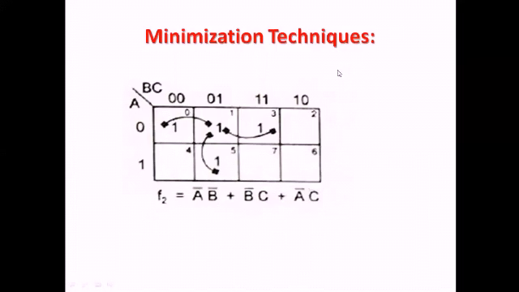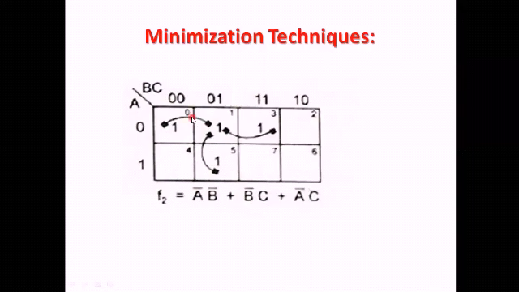Now this slide is again the minimization techniques. That is another possible case. Here minterm 0, minterm 1, minterm 3 and minterm 5 are present. Now we will be doing the pairing. How will we be doing the pairing?